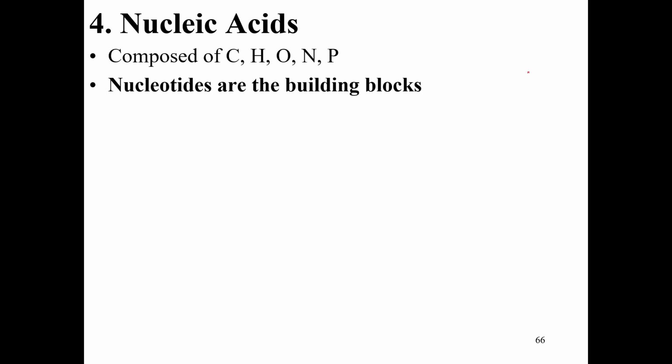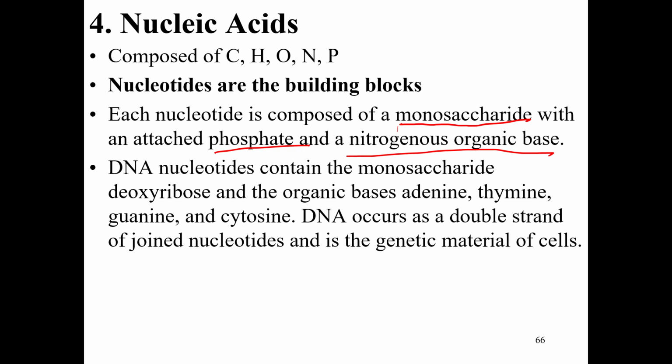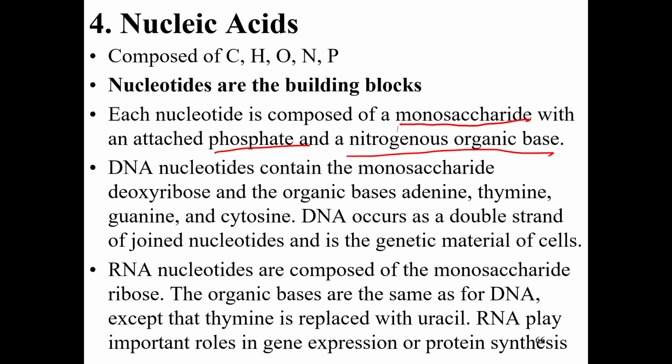Next, we have our nucleic acids. These are composed of carbon, hydrogen, oxygen, nitrogen, and phosphorus. Nucleotides are the basic building blocks of nucleic acids, and each nucleotide is composed of a monosaccharide, your sugar, with an attached phosphate and a nitrogenous organic base. DNA nucleotides contain the monosaccharide deoxyribose and the organic bases adenine, thymine, guanine, and cytosine. DNA occurs as a double strand of joined nucleotides and is the genetic material of cells. RNA nucleotides are composed of the monosaccharide ribose.